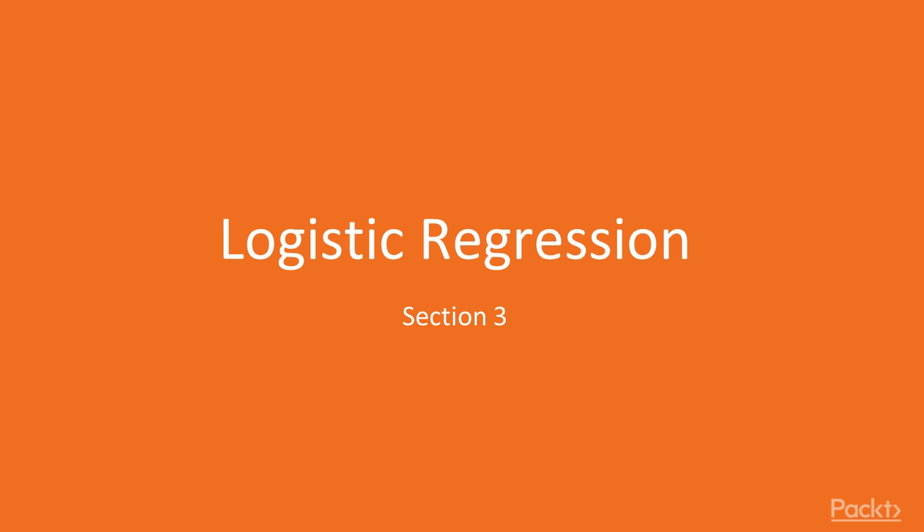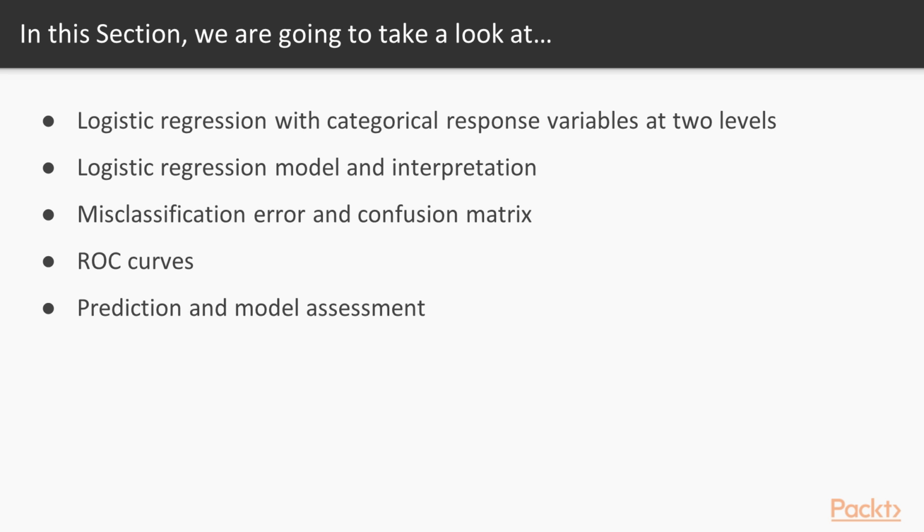Hello and welcome back. In this section 3, we go over logistic regression. More specifically, we are going to take a look at logistic regression with categorical response variables, which are at two levels. And then we look at the model and its interpretation. We also go over misclassification, error, and confusion matrix, followed by ROC curves. And finally, at the end of the section, we look at prediction and model assessment.